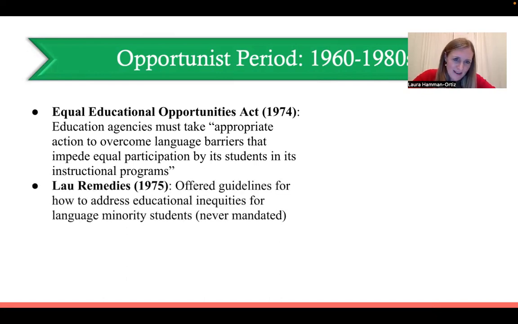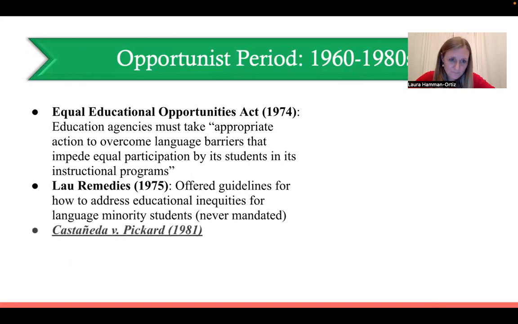Lau remedies came shortly thereafter because Lau versus Nichols didn't actually stipulate anything. It just said schools had to provide access, as did the Equal Educational Opportunities Act. So Lau remedies tried to offer some guidelines for how some of these educational inequities for minority students might be addressed, but it was never actually mandated. So while they had some stipulations put in place, the remedies didn't do much because districts didn't have any obligation to follow them.